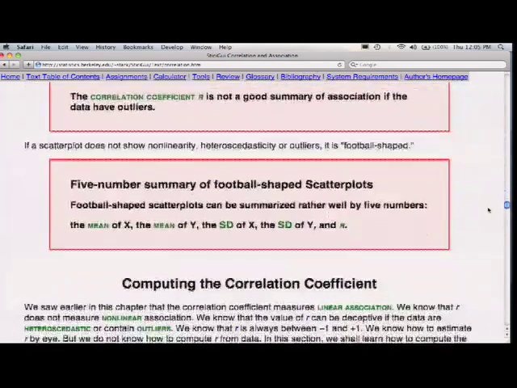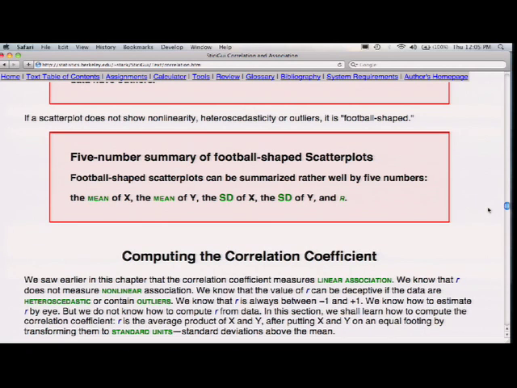All right. So if we have a football-shaped scatter plot, that is, the association is linear, the plot shows a homoscedastic relationship, and there are no outliers, then you can summarize that plot pretty well by 5 numbers. The average value of x, the average value of y, the standard deviation of x, the standard deviation of y, and the correlation coefficient. So from knowing that it's football-shaped, you sort of know that it's some kind of an ellipse. From knowing the SD of x and the SD of y, you can kind of figure out what the aspect ratio of the ellipse is. And from knowing the correlation coefficient, in addition, you can kind of figure out how tilted it is.